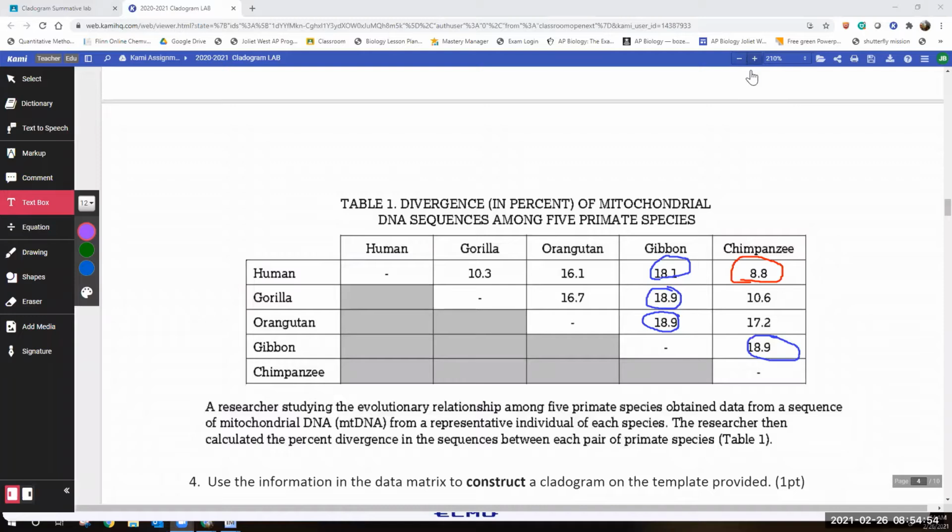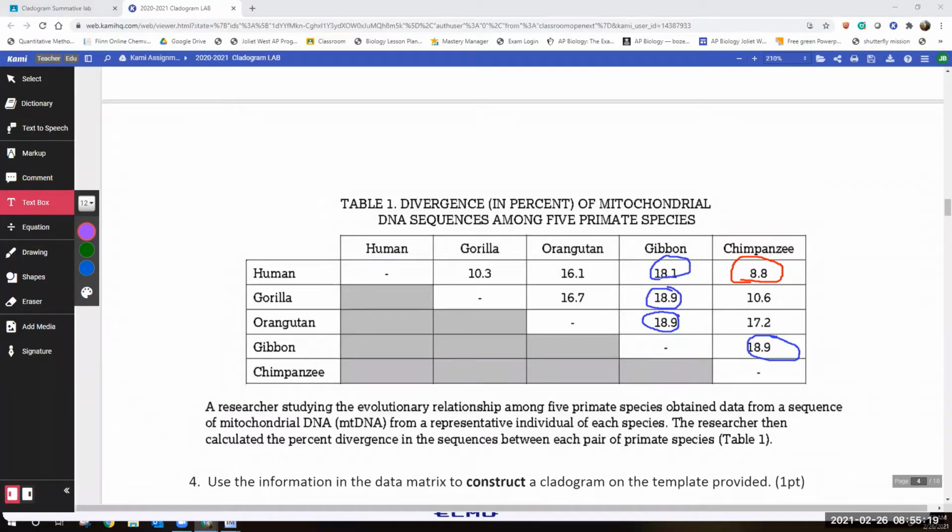So now we have numerical data. Notice that I circled a whole bunch of numbers that were really high, like 18.9, 18.1. That means that those values are very different because it's looking at differences in mitochondria.